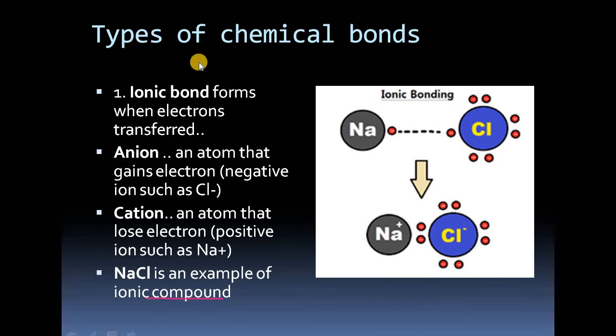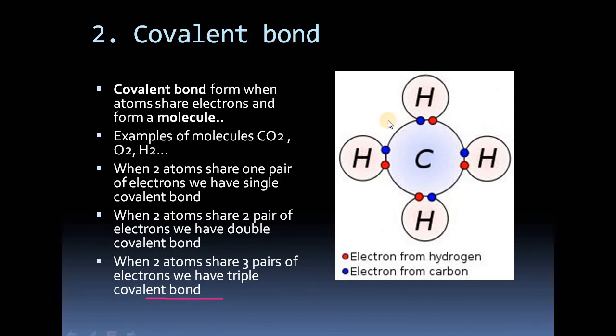Now we have different types of chemical bonds. We have the ionic bond, which forms between two atoms that differ in the number of electrons. One of them loses an electron, and the other attracts this electron, and this is how the ionic bond forms. The anion is the one accepting or gaining the electron, the cation is the one losing the electron, and NaCl is an example of an ionic bond.